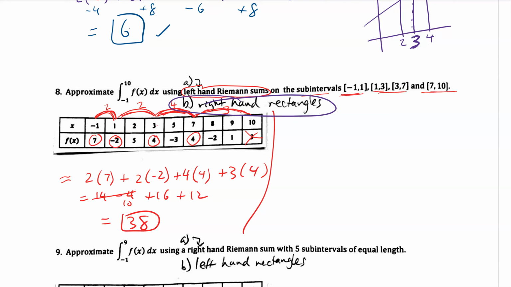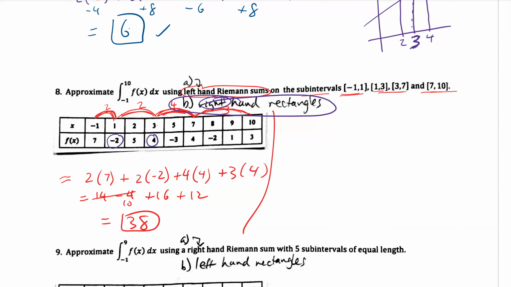So for the right hand rectangles, let me go ahead and erase the red circles here. And I think we can keep the intervals the same. That's not going to change. So let's see, -1 to 1. Oops, let me undo that, get those back in there. And we'll just get rid of that guy. So from -1 to 1, we're going to use the right hand side, so it'll be a -2.